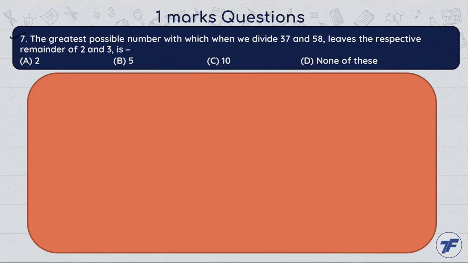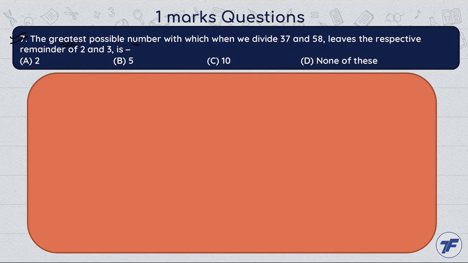Now the next question, question number 7. The greatest possible number with which when we divide 37, 58 leaves the respective remainder of 2 and 3 is. Here we are talking about greatest number. In the case of greatest number, we always use the concept of HCF.